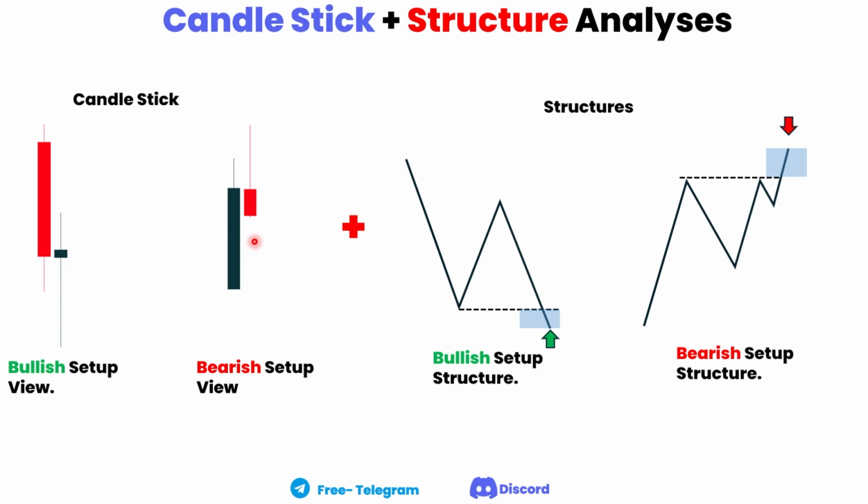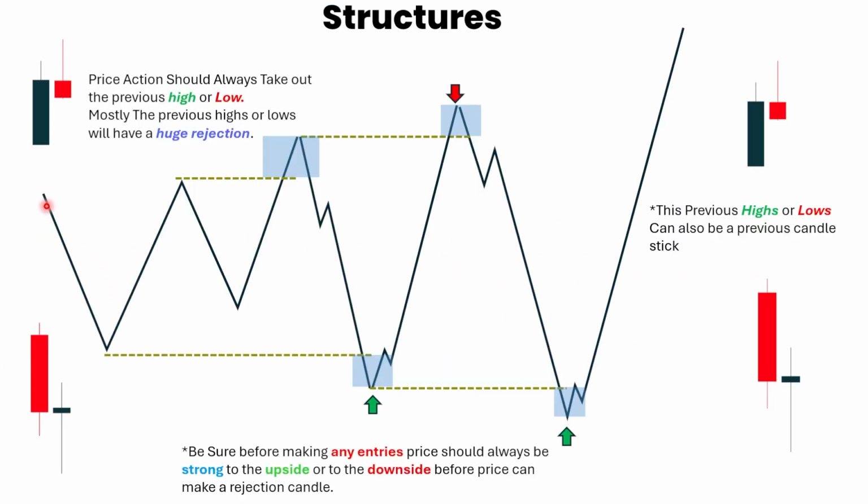We have the candlesticks and the basic structures, so let's move on. From here, you can see that we have the structure that is moving like this. When price reaches this area, you have to find this candlestick. Price action should always take out the previous highs or lows. Mostly the previous highs or lows will have a huge rejection. That's all you need to understand around this area.